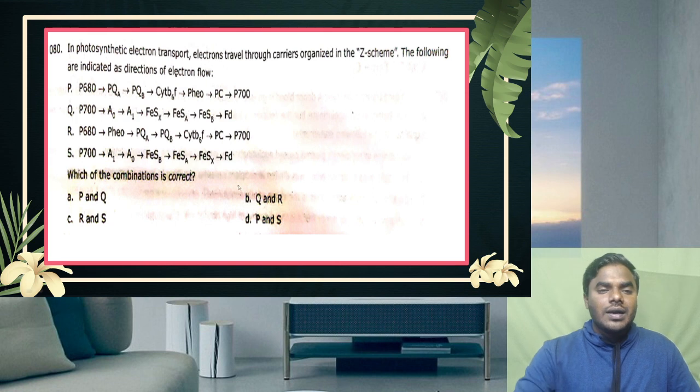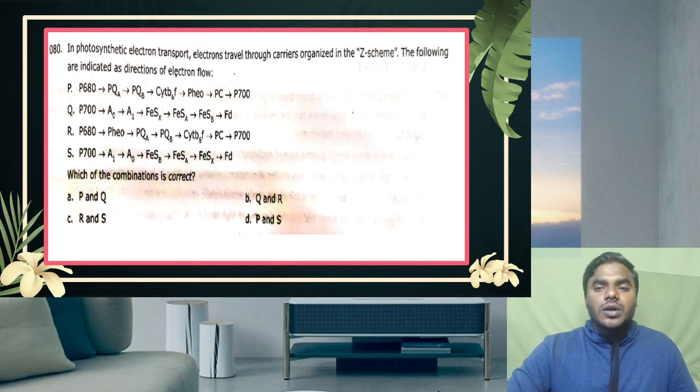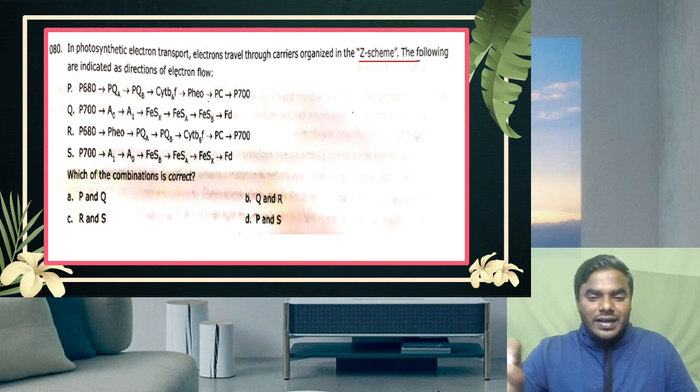Don't be in a hurry, think and answer. Okay, see here, in photosynthetic electron transport, you can answer the questions very easily. Electron travels through carriers organized in the Z scheme. The following are indicated as directions of the electron flow. So friends, when you get this kind of question, you just write it on paper. By that you don't get confused.